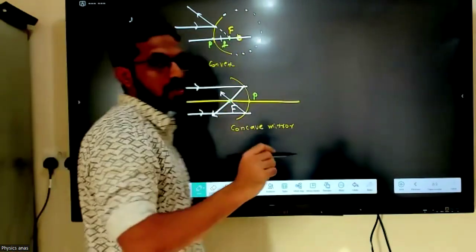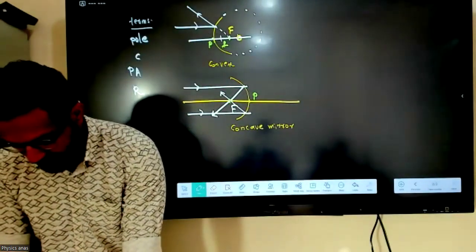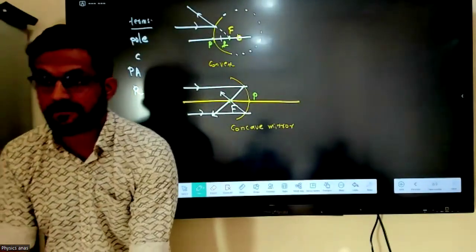Focal length is the distance from the pole to the principal focus of a mirror. Then what is aperture?